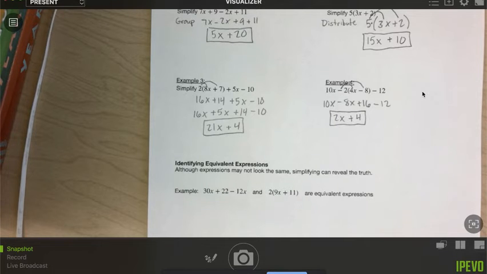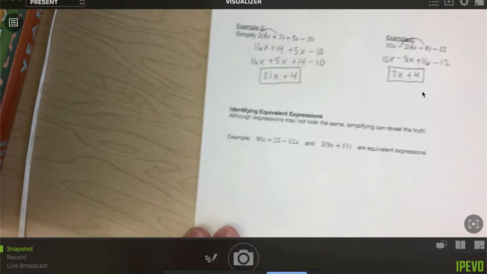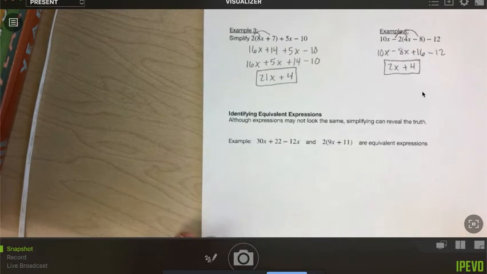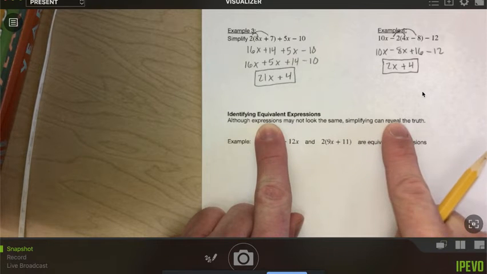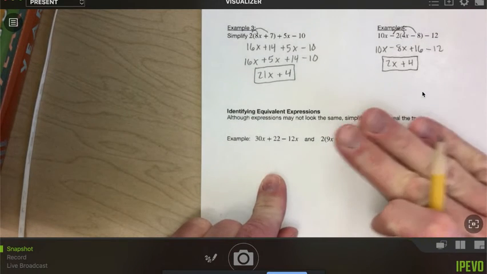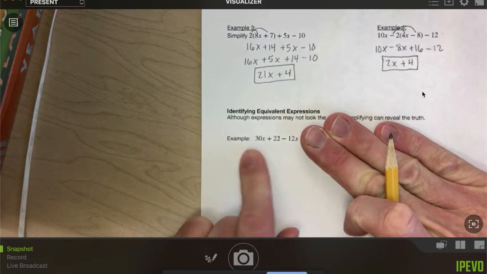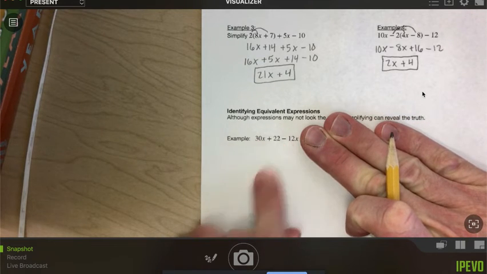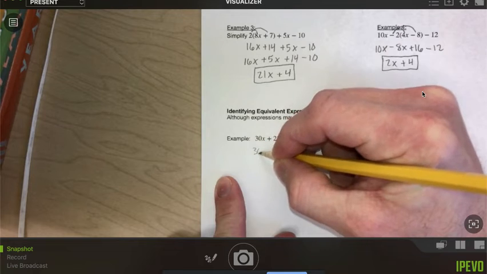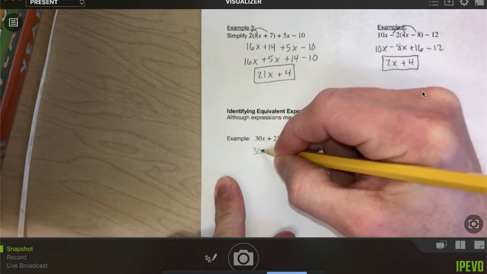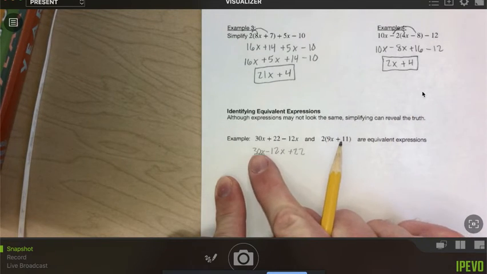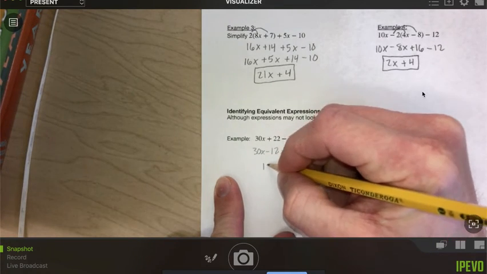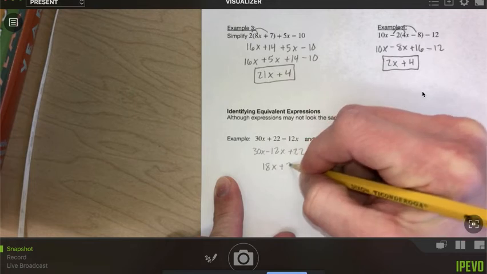All right, and then finally, I want to talk about what it means for expressions to be equivalent. So just because expressions don't look the same doesn't mean that they aren't actually the same, because if we simplify, that might reveal something. So I'm going to say, let's simplify this to start. I have 30x plus 22 minus 12x, and so I'm going to group my terms again. Don't forget your x. And now I can see 30x minus 12x is going to be 18x plus 22.